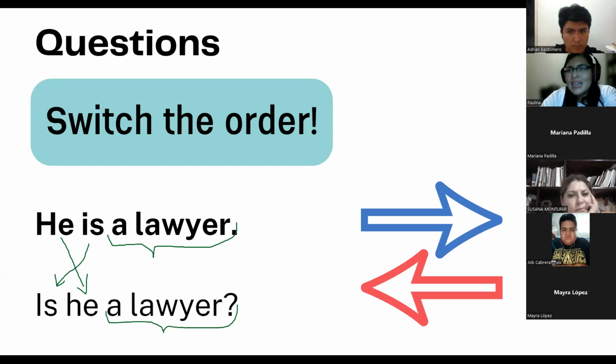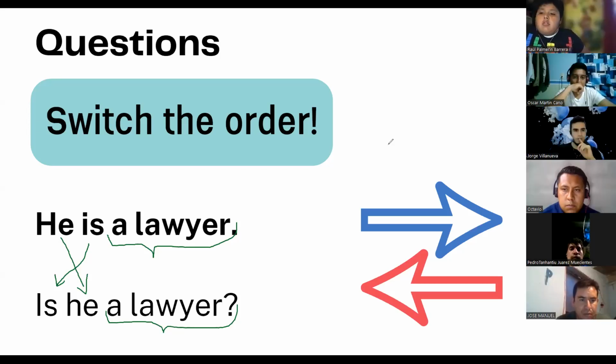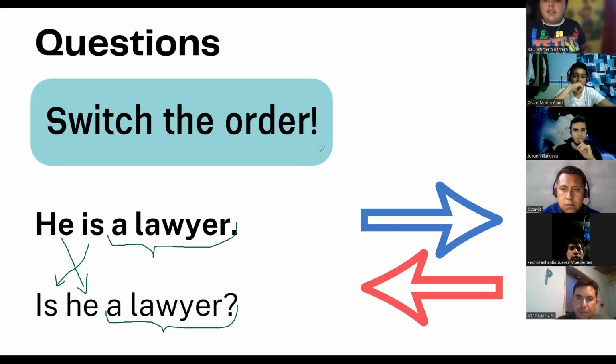Correcto. Mayra, we are friends. ¿Cómo me lo cambias a pregunta? Are we friends? Fantastic. Susana, they are students. En pregunta. Are they students? Excellent. Let's see. Raúl, it is Monday. ¿Me lo cambiarías a is it? Is it Monday? Exactly. Very good.